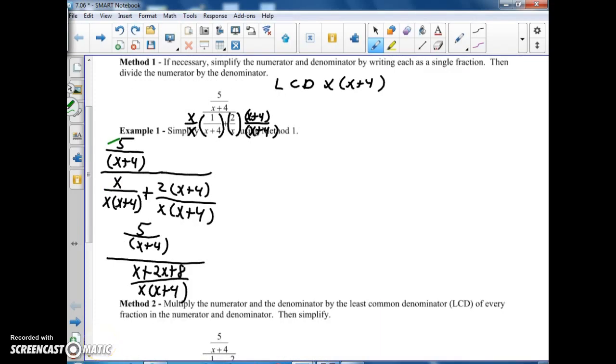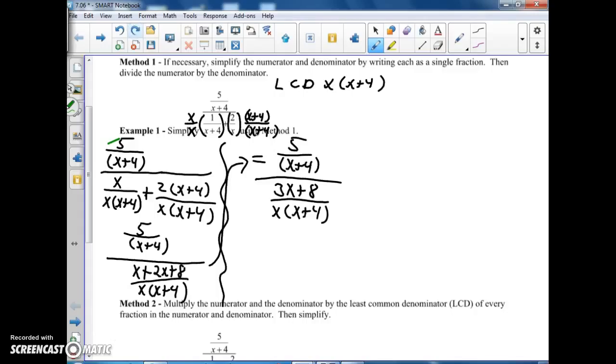Look at the fraction at the bottom. Now you can combine the like terms, right? So now we're going to rewrite that as being this. And now combining like terms, what would you get there? 3x plus 8, over x times x plus 4.